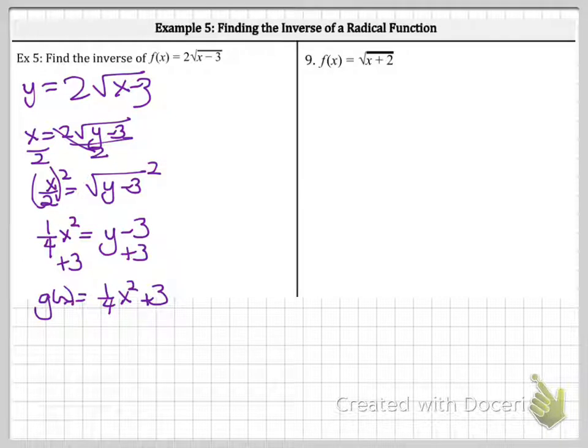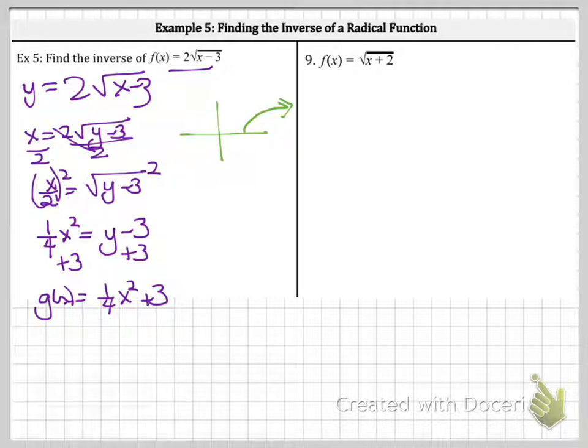Now let's think about this graph for a minute. f of x equals 2 square root of x minus 3. So we should know how that graph looks. It's vertically stretched. Just to do a sketch, it would start at right 3, and then it would be stretched somehow. So it would look generally like this.